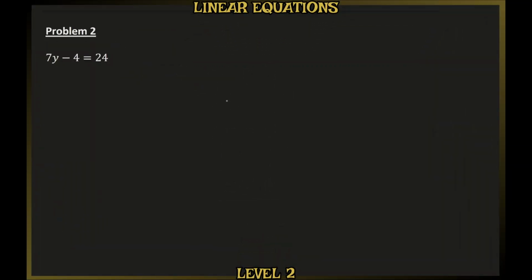In problem 2, we're solving the equation 7y minus 4 is equal to 24. To start, we'd like to remove the minus 4 from the left hand side, and we can do that by using its inverse, which is plus 4. And we need to also add 4 to the right. Now minus 4 plus 4 is 0, so we're left with 7y, and on the right, 24 plus 4 is 28.